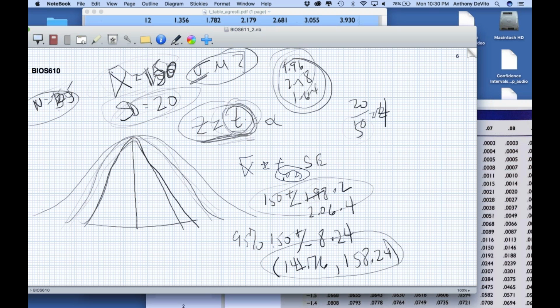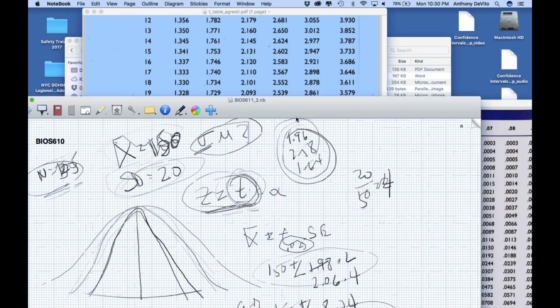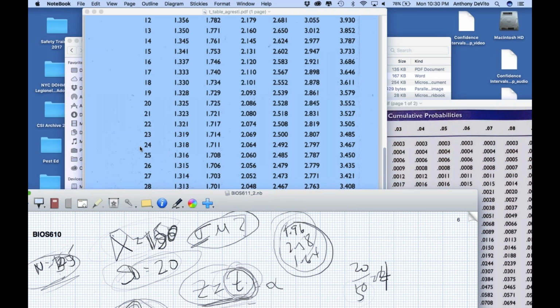So what about if I wanted a 99% confidence interval over a sample size of 25? Well, for the t value I would use, again, 24 degrees of freedom, go across all the way to here.